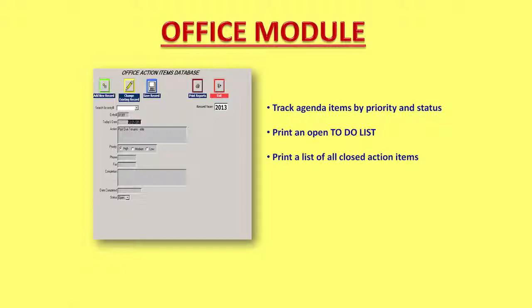The Office module is a daily agenda listing all items by priority and status. It features a printable to-do list and also a list of closed action items.